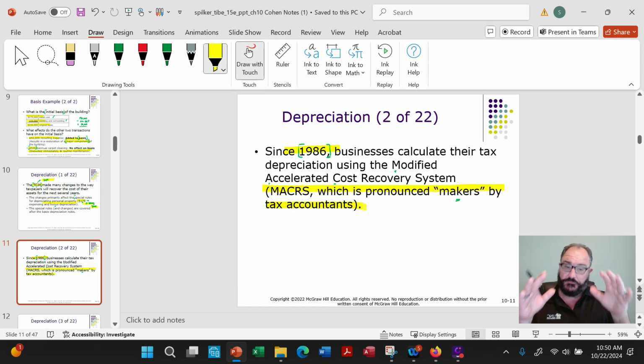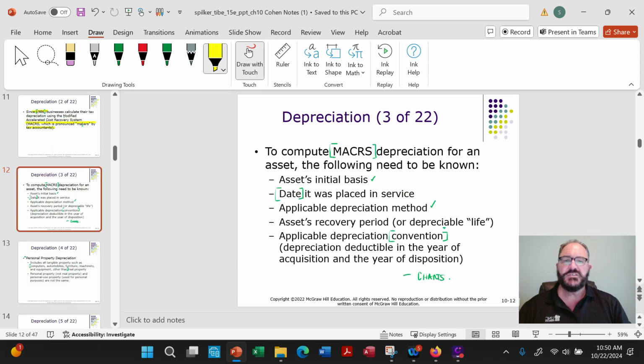So the thing here is that in MACRS, you look up what type of property you're talking about, and they have a preset amount that's used for depreciation, okay? So to compute MACRS depreciation, you've got to know the asset's basis, when it was put in service, what type of depreciation method, the depreciable life, and the applicable convention. And by the way, they talk about how much is deductible in a year. So they have these different charts, basically. Okay, so we're going to take a look at that.